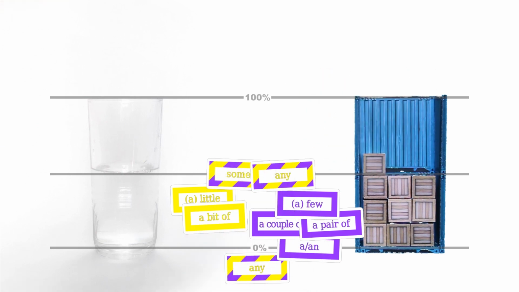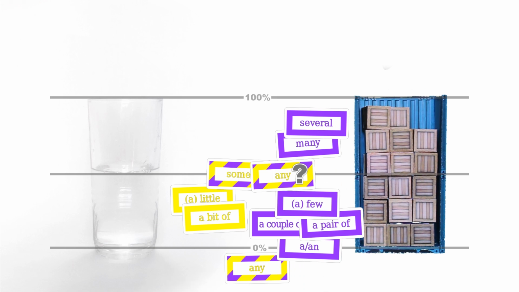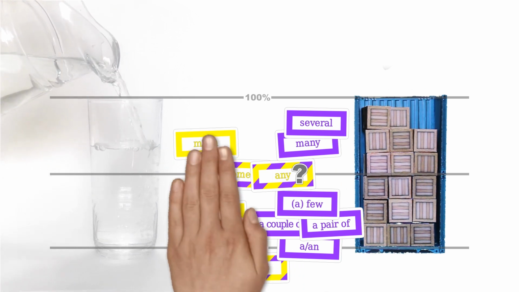However, we usually use any when we make questions, but that's not entirely true. We can also use some when we expect an affirmative answer. If we want to show we have more than the average, we can use many or several, which have similar meanings, but we use a different word for uncountables like water, much.